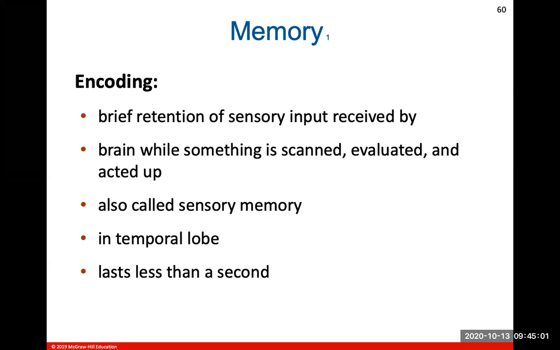Encoding, so memory has to do with encoding, which is the brief retention of sensory input received by the brain while something is scanned, evaluated, and acted upon. This is also called sensory memory. It's located in the temporal lobe and it lasts less than a second.